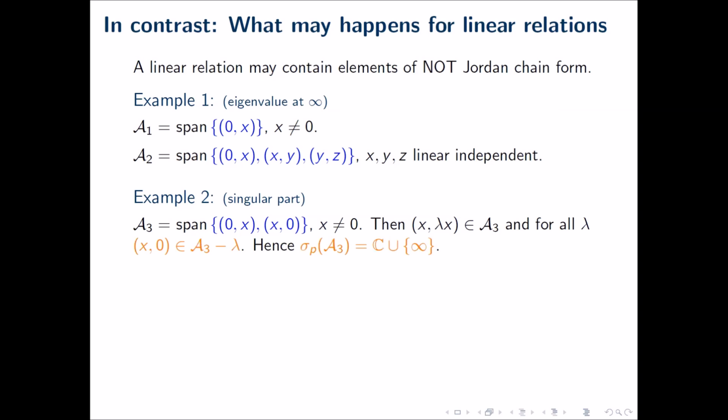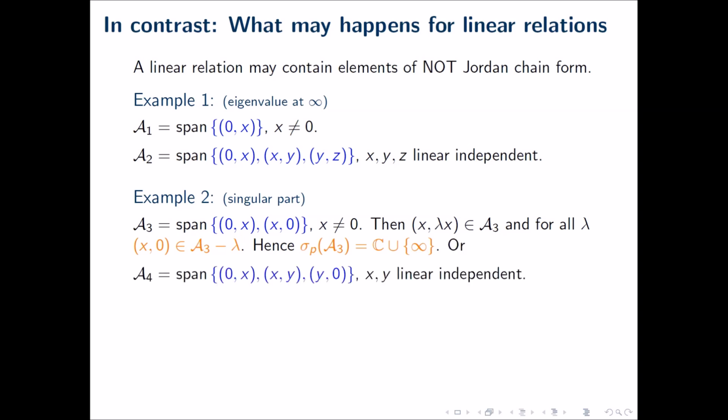So, yeah, I wrote it there. This one is in A3 minus lambda. And we get, because lambda was arbitrary, and with infinity you get it for free because you have 0x, right? This is the eigenvalue. Everywhere in the plane eigenvalues. It's a little bit surprising.